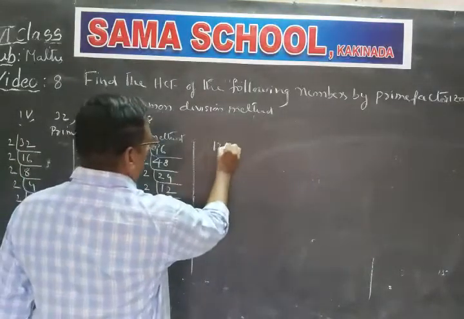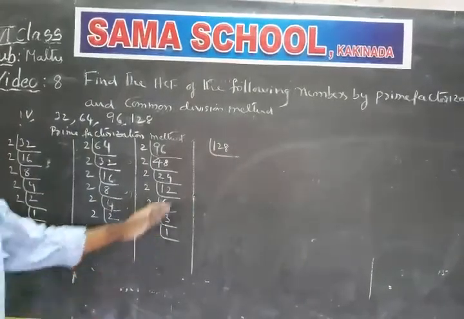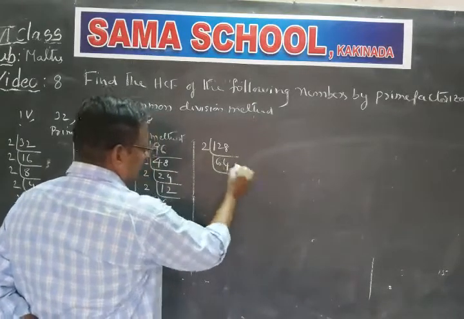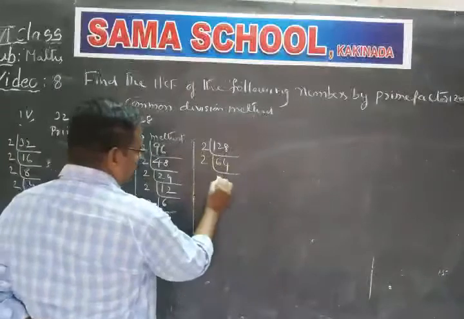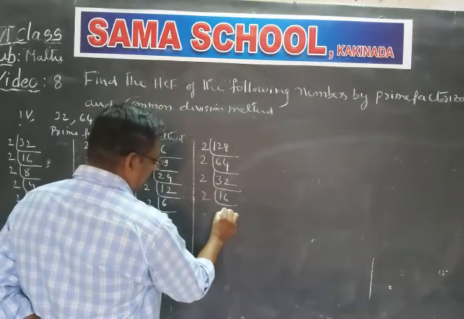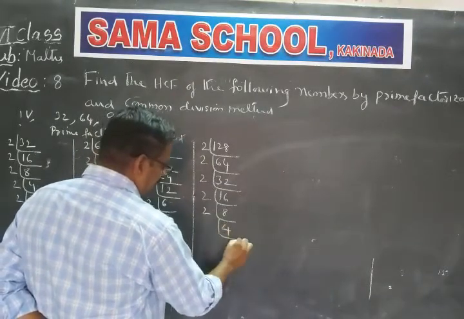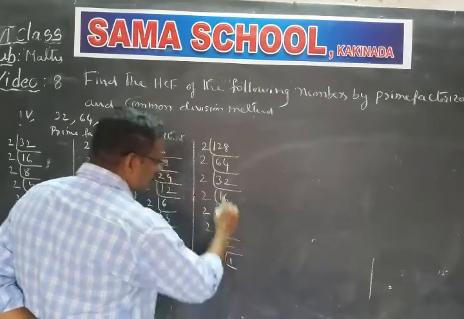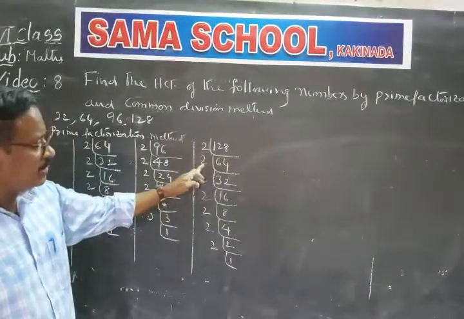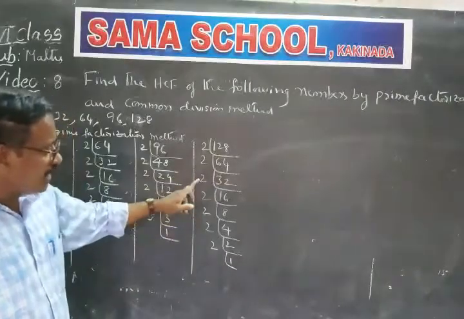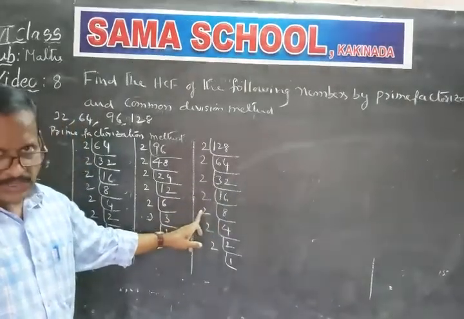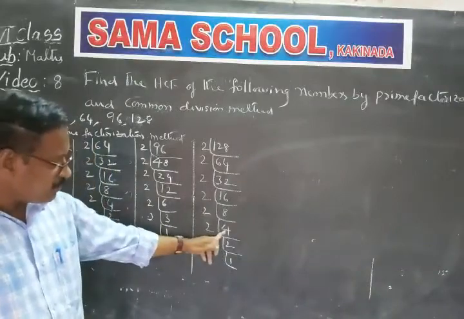After that, another number is 128. In the prime factorization method, you take the least prime number, 2. 2 64s are 128, 2 32s are 64, 2 16s are 32, 2 8s are 16, 2 4s are 8, 2 2s are 4, 2 1s are 2. This is the prime factorization.